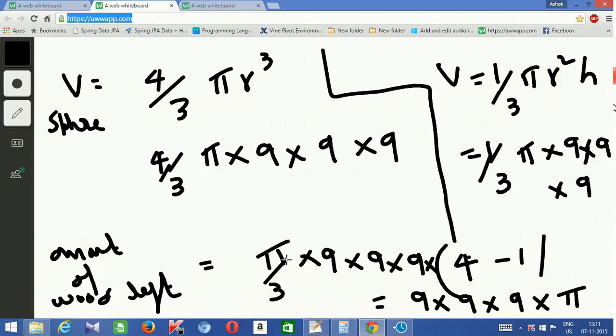So it will be typically, when I'm taking commonly outside initially, pi 9 into 9 and 9. When I subtract, I give a minus sign here, and there will be common things. 1 by 3 is common, pi is common, triple nines are common. When I take them outside, 4 minus 1 will be left, and 3 and 3 will get cancelled. So the amount of wood left is pi times 9 into 9 into 9.